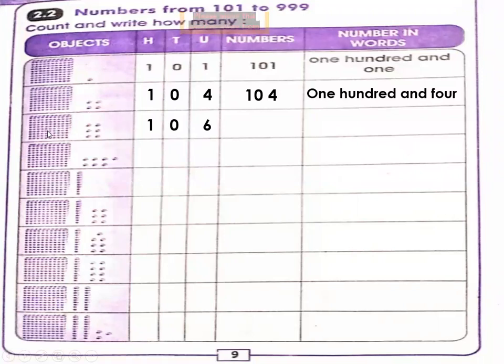There is only one 100 block, so we write 1 in the 100 column. There is no tens block, so we write 0 in the tens column. And there are only 6 unit blocks, so we write 6 in the unit column. So 1 hundred, 0 tens, 6 units makes the number 106.